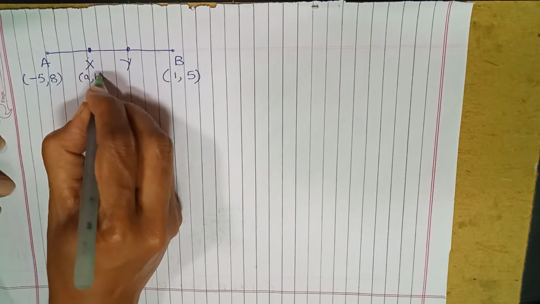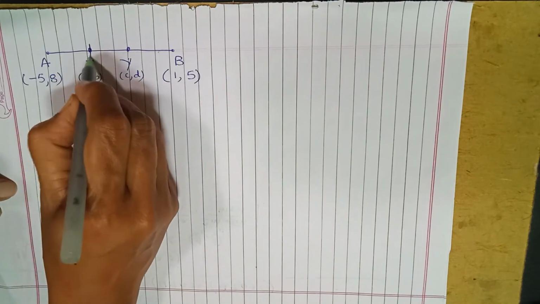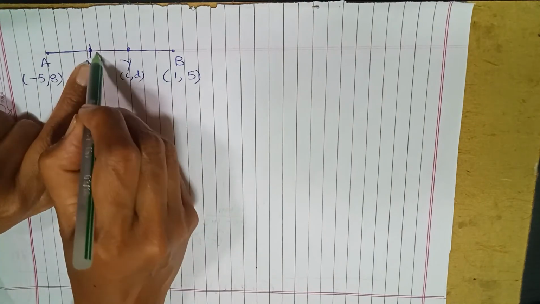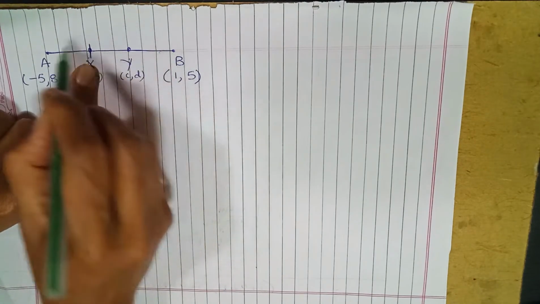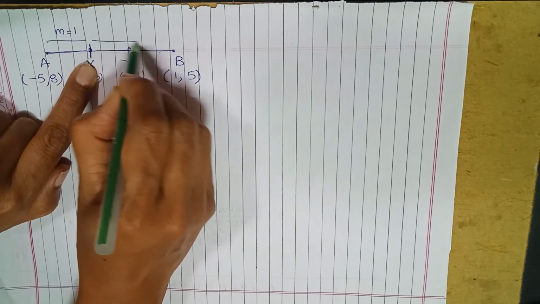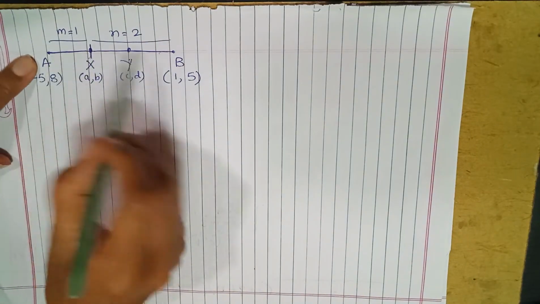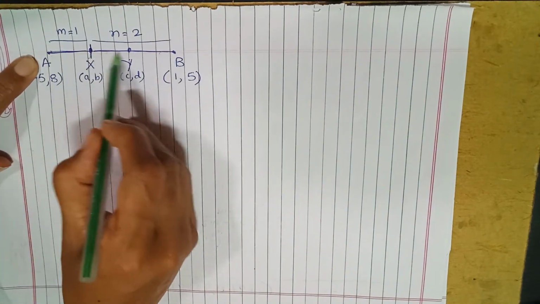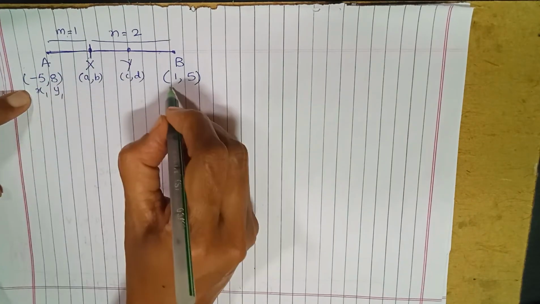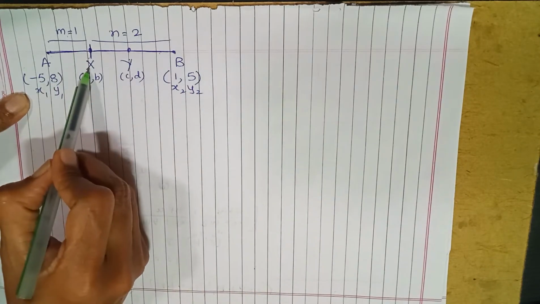So let us say first I assume some coordinates for this. Now as you can see, this point X has one part of the segment on the left hand side and 2 parts on the right hand side. That means this first part M is 1 and N is 2. That means the ratio in which this point X is dividing segment AB is 1:2. So now we know the ratio. We know x1, y1 and x2, y2. Using the section formula, we can definitely find the first point.